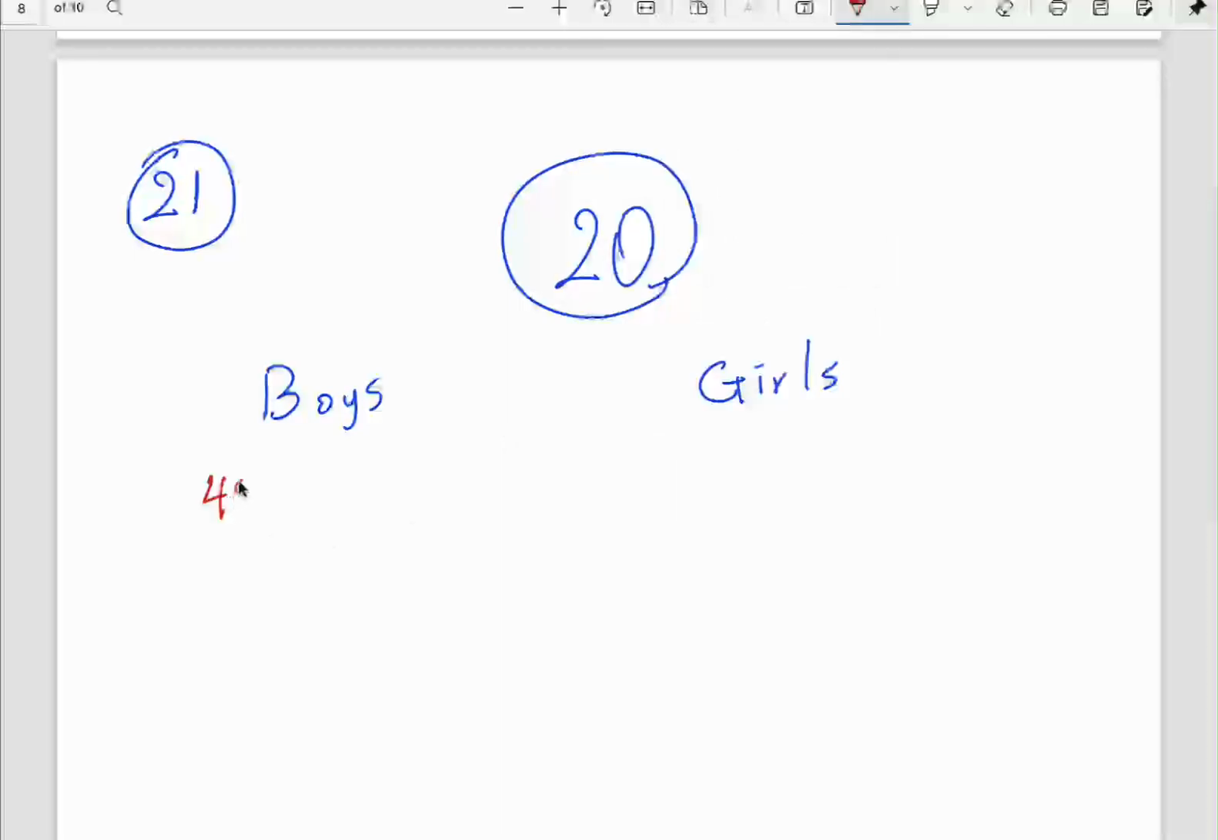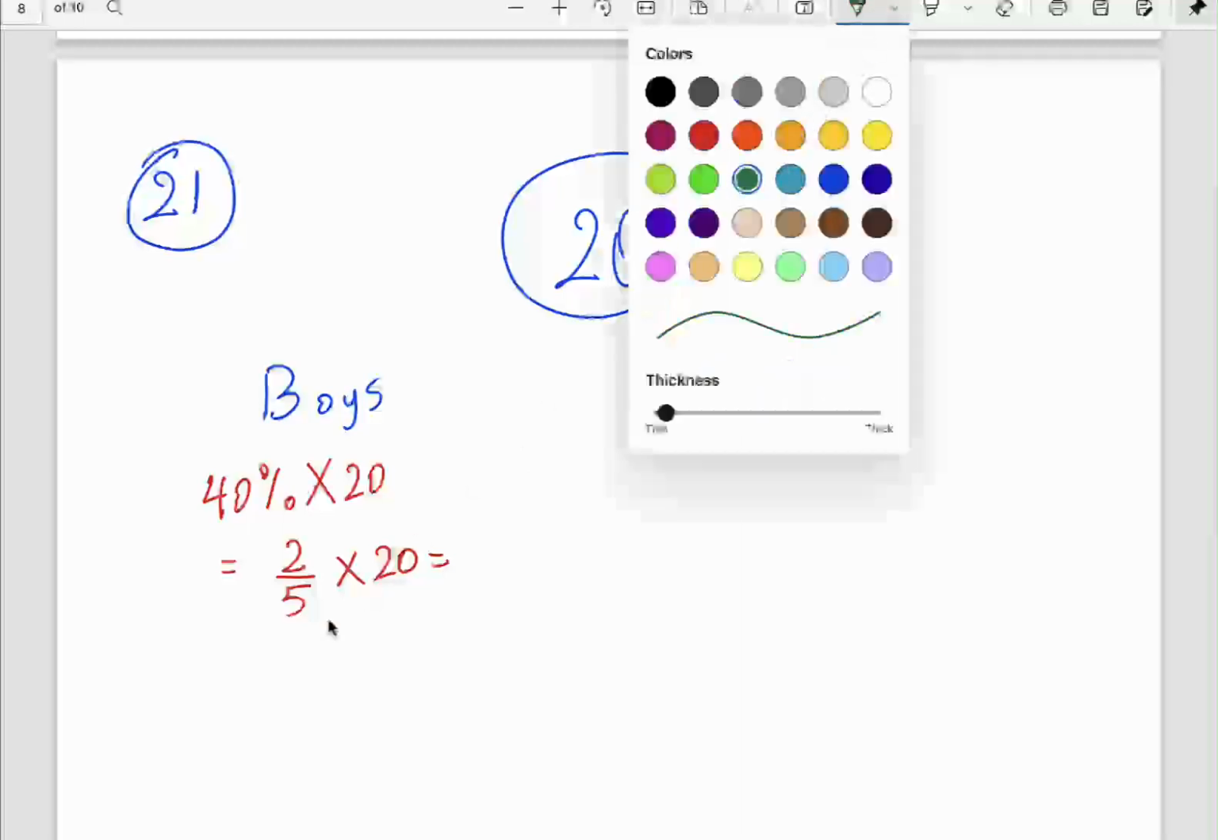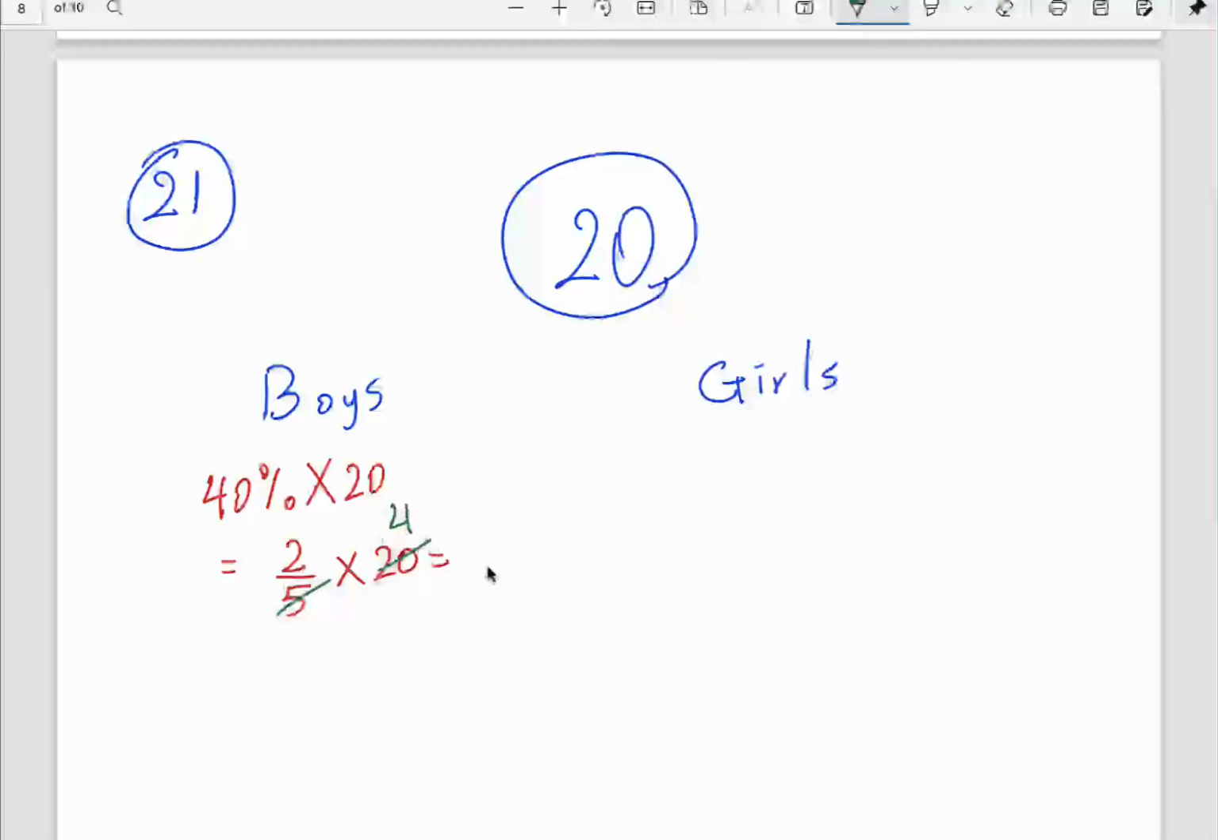40%. Okay, so we should multiply 40% times 20. 40% in the simplest form is 40 over 100. Remove the zero and divide by 2. The simplest form will be 2 over 5, times 20. It will be 20 divided by 5 equals 4. 2 times 4 equals 8.